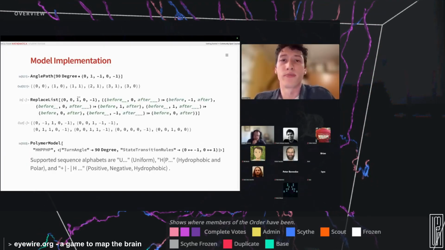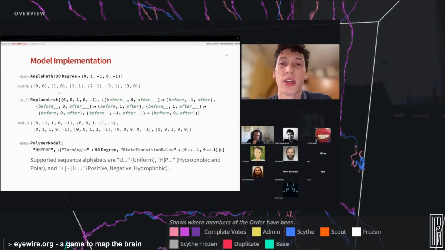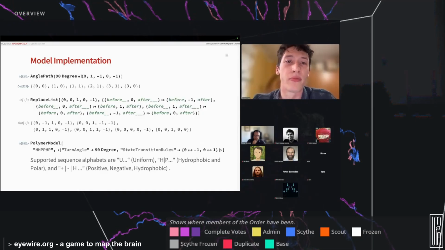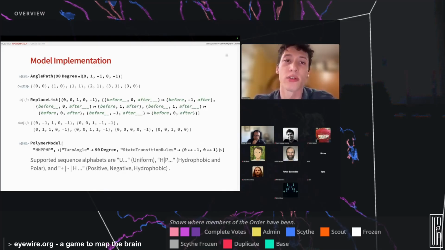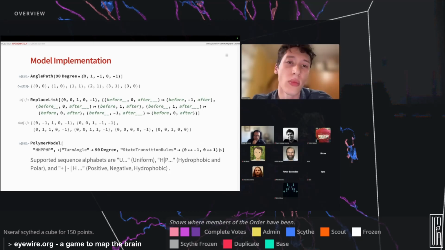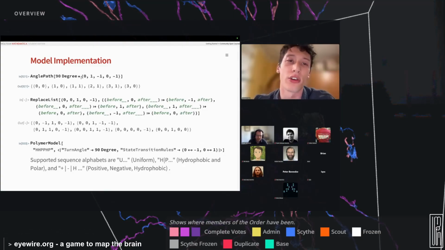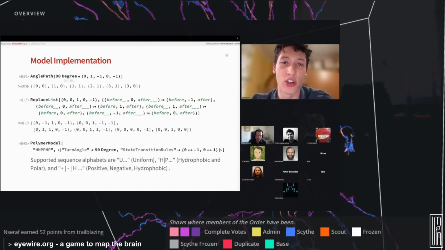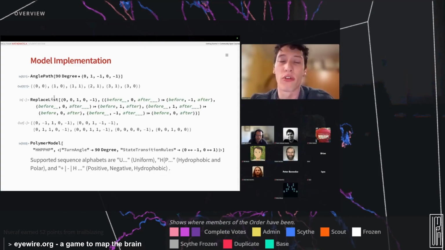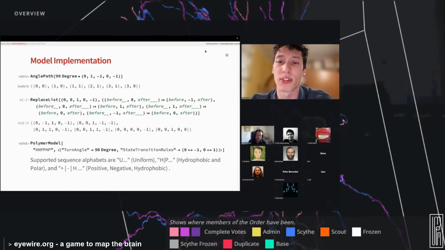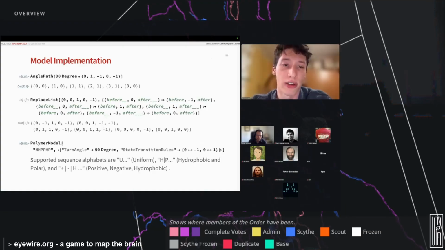Then to say some sentences about the model implementation, so the stuff that comes afterwards is easier to understand. Basically, you're working with internal coordinates. So each state, each conformation is represented by a single list. And then we use angle path to go from the internal coordinates to global coordinates together with an angle specification. And then to go from one state to the other, we use replace list, and this is fairly directly represented in the code that I've defined.